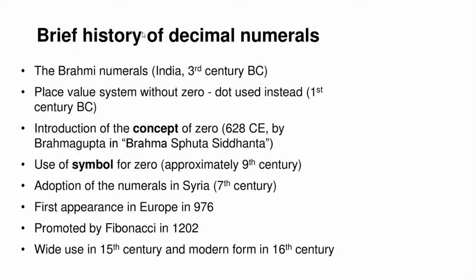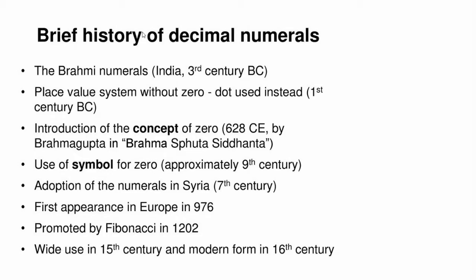So an Indian scientist, or a person of this knowledge, introduced the concept of zero. So in Western culture, in Europe, they did not yet have the concept of zero, but in India they already had it. So they used the symbol of zero approximately in the 9th century. And then the adoption of the numerals in Syria happened earlier than that, in the 7th century.